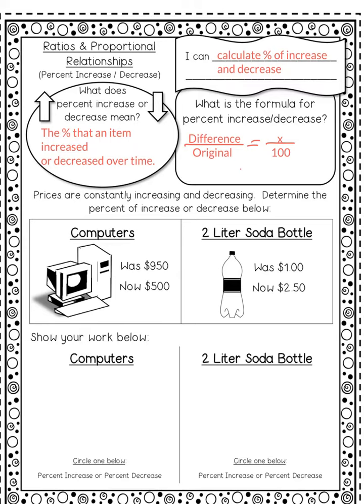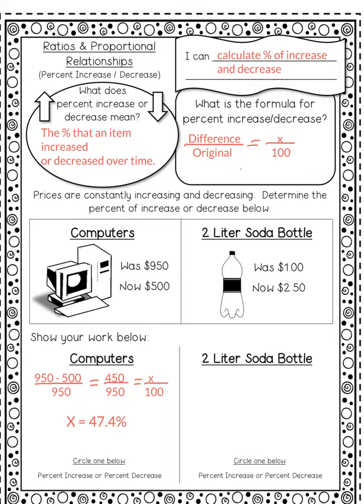The first example shows computers. The price was $950 and it's now $500. So we can see that the price decreased. To figure out the percent that it decreased, we will follow the formula.